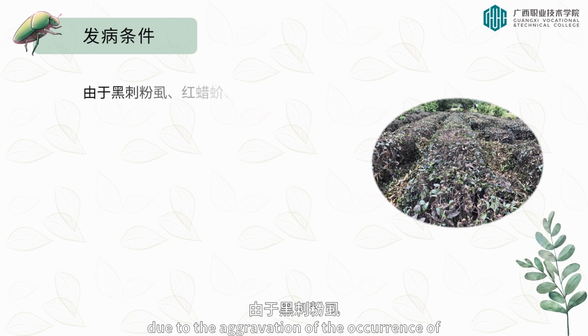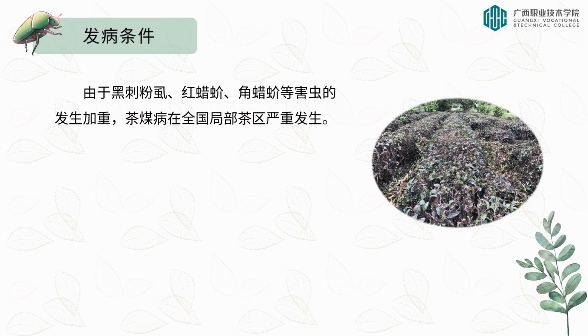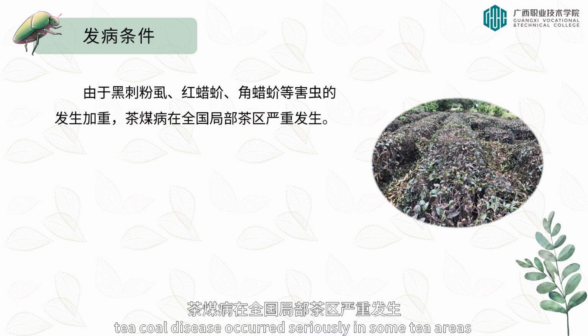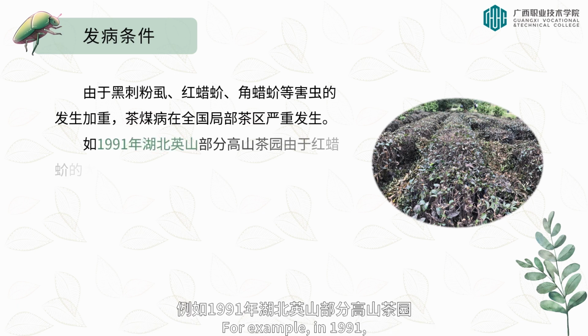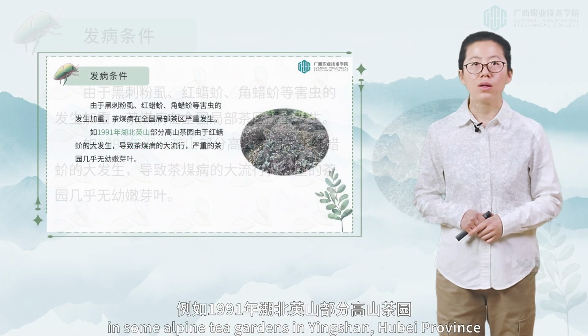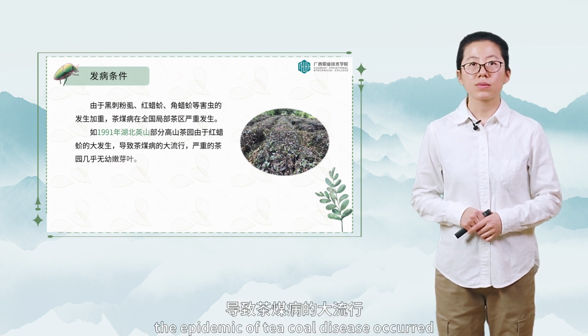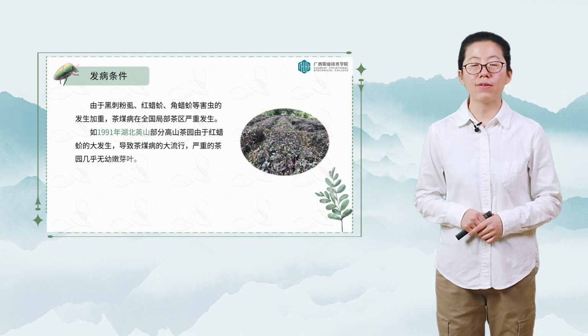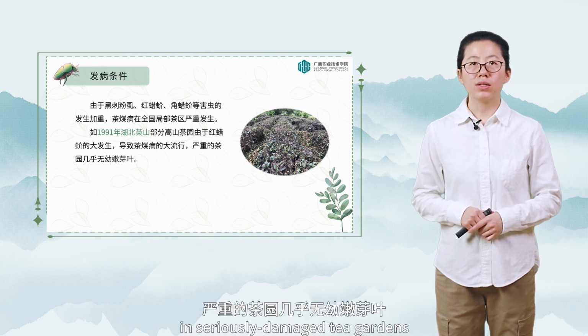Due to the aggravation of the occurrence of black whitefly, red wax scale, hornwax scale, and other pests, tea cold disease occurred seriously in some areas in China. For example, in 1991, in some alpine tea gardens in Yingshan, Hubei province, due to the severe outbreak of red wax scale, the epidemic of tea cold disease occurred. There were almost no young buds in seriously damaged tea gardens.